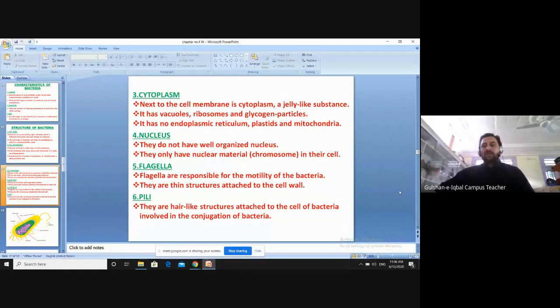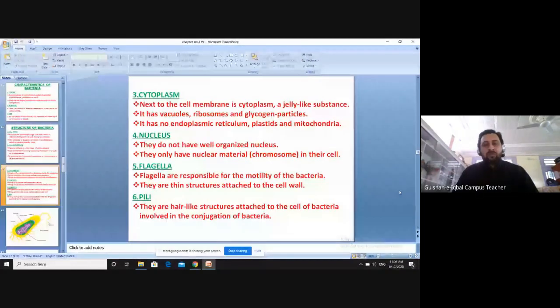Flagella is basically an organ which is present in the majority of the bacteria for the process of movement, mobility. So with the help of the flagella, bacteria can move from one place to another. They are very thin structures and they are attached to a cell wall.